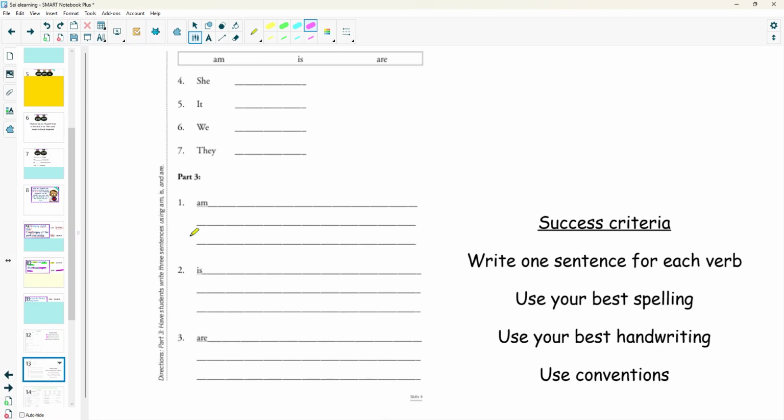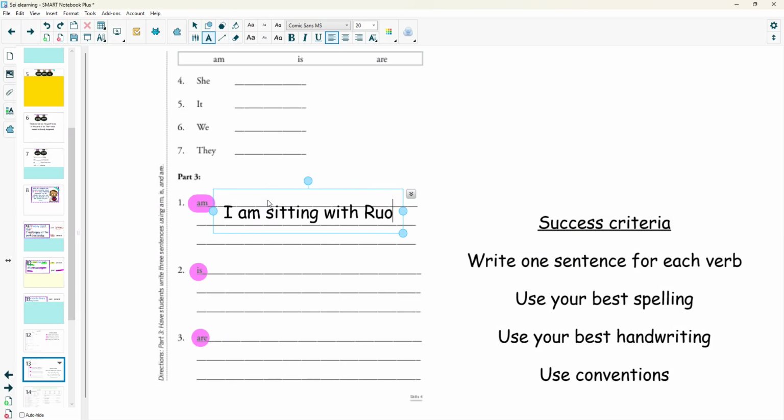On the back of the paper, you'll see part 4. In part 4, you're going to use am, is, or are to complete each sentence. Take a look at this last part. This part, you have to use the verb that they gave you, am, is, or are, and you have to create a sentence using those words. For example, I might write, I am sitting with Rook and Tater.